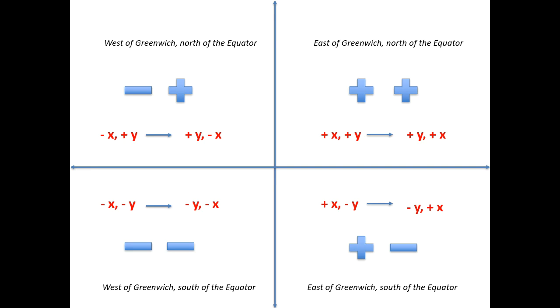What you also need to remember is that you have to be east of Greenwich and north of the equator to be positive in all; west of Greenwich or south of the equator to be negative in all; east of Greenwich and south of the equator to have a negative latitude and a positive longitude; or west of Greenwich and north of the equator to have a negative longitude and a positive latitude.